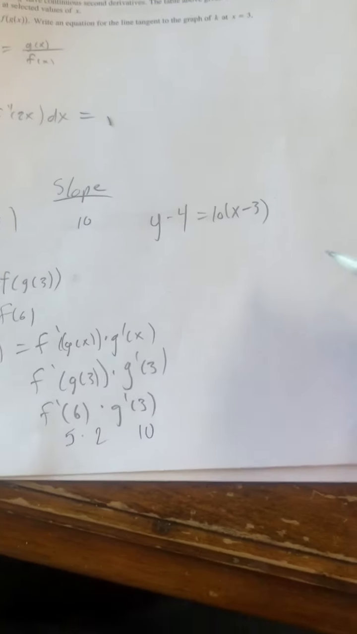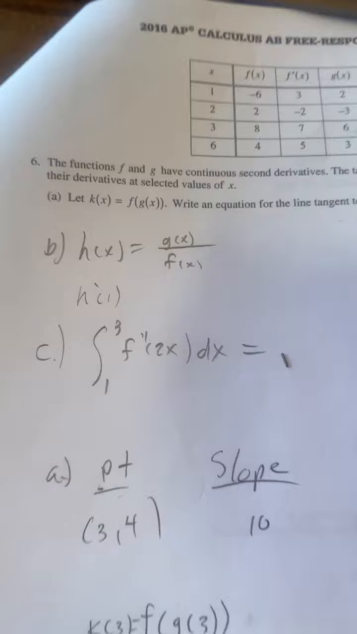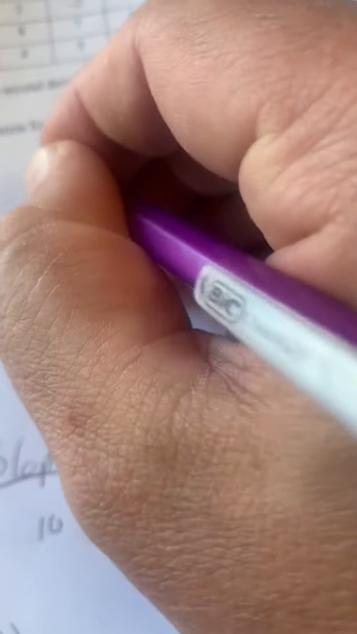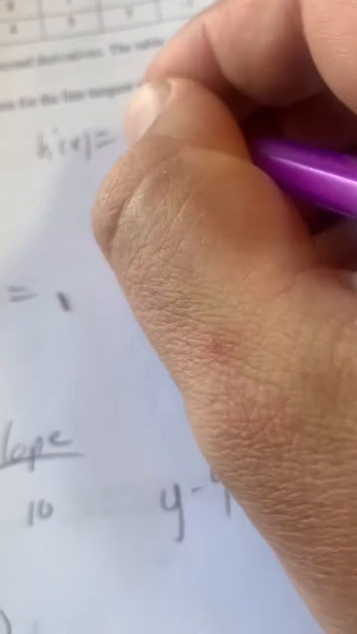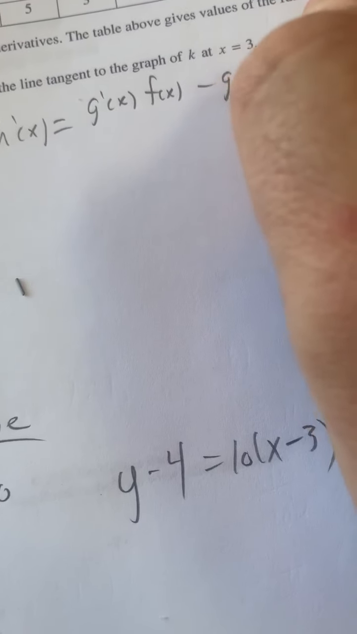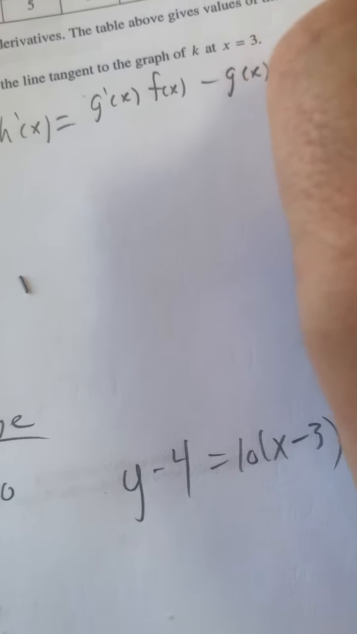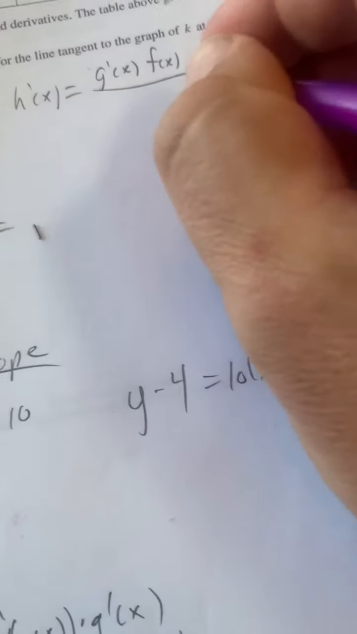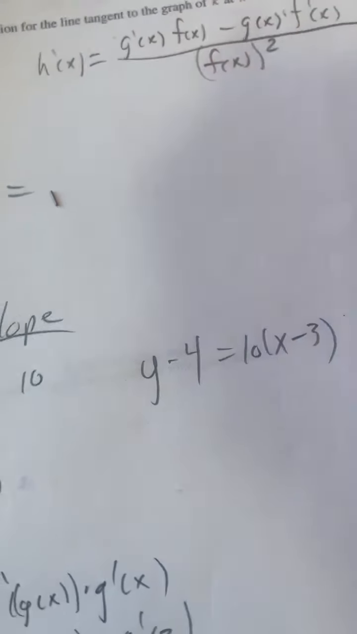You don't have to solve for y there. And B says h of x equals g of x over f of x, find h prime of 1. So first we'll find h prime of x, which would be g prime of x times f of x minus g of x times f prime of x, all over f of x squared. So we'll plug in values.